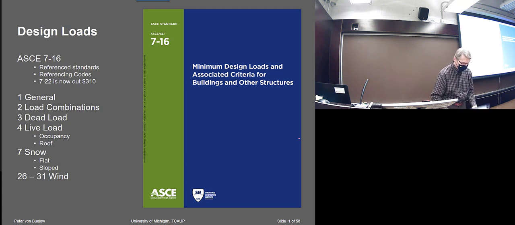I was looking at it before class. This is the 2016 edition. 2022 is apparently just coming out; this year it's getting a revision. It's like 300 and something, I wrote it down there, $310, wow.